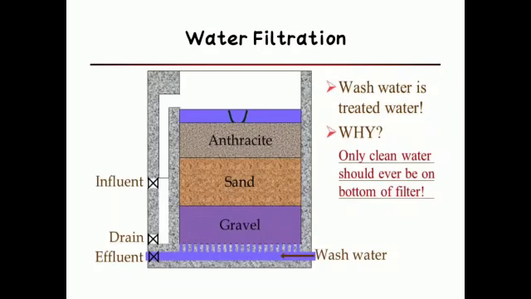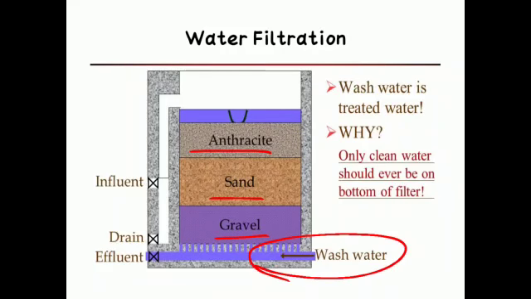Students, on a large scale at a water treatment work, water is filtered through the layers of sand and gravel to clean it before it undergoes further treatment to make it fit to drink. In this filter plant, anthracite, sand and gravel act as filter papers, and water is filtered 3 times, and after that we get the wash water, which is treated water, because only clean water should ever be on the bottom of the filter and it should be used for drinking purpose.